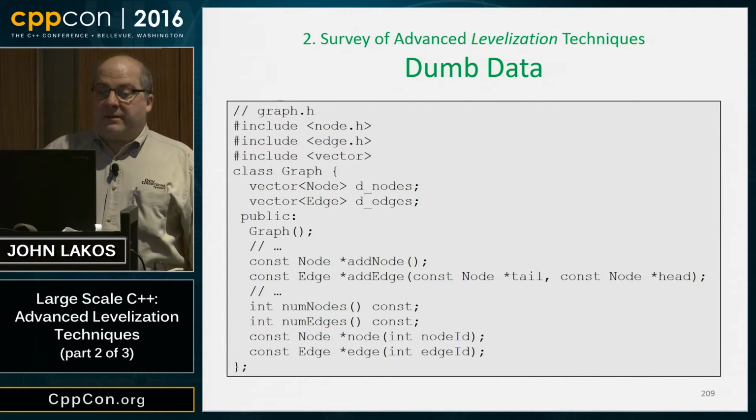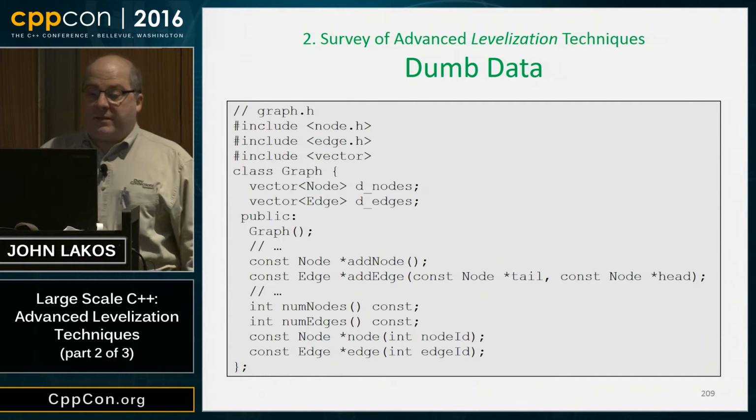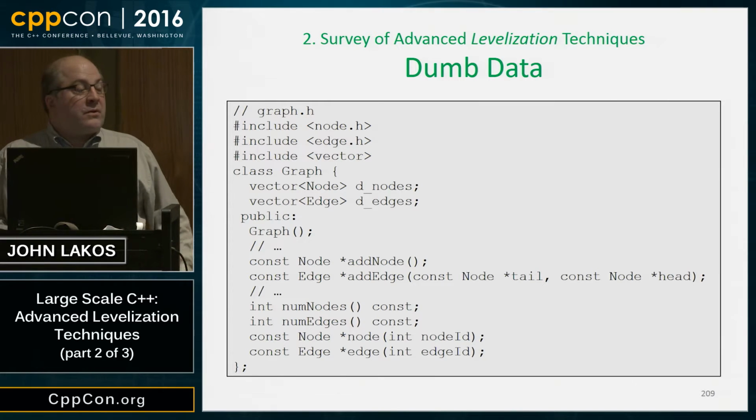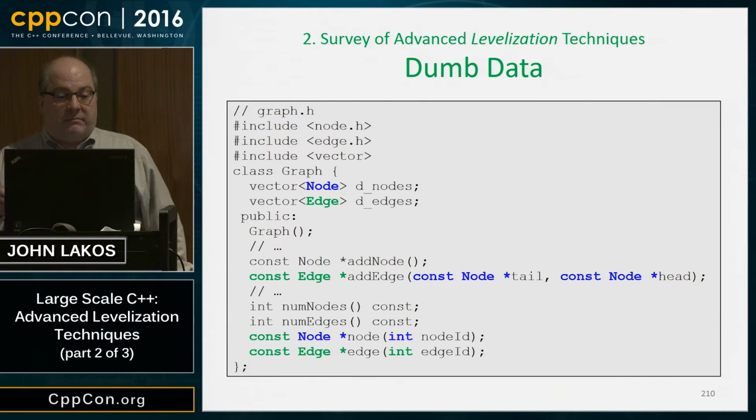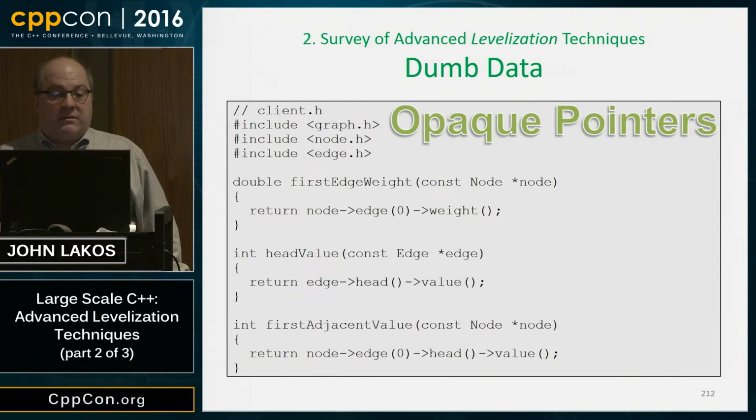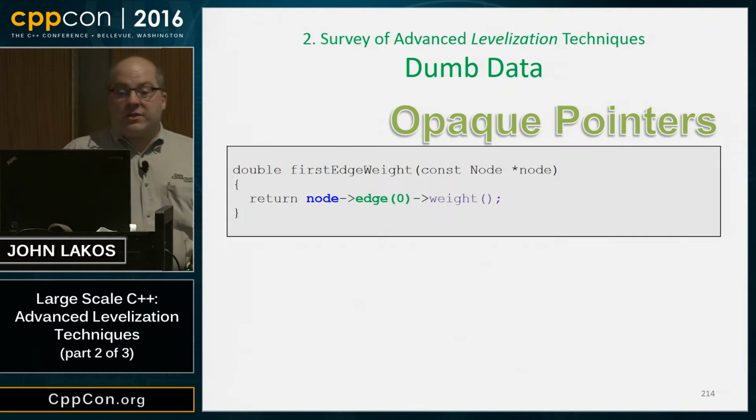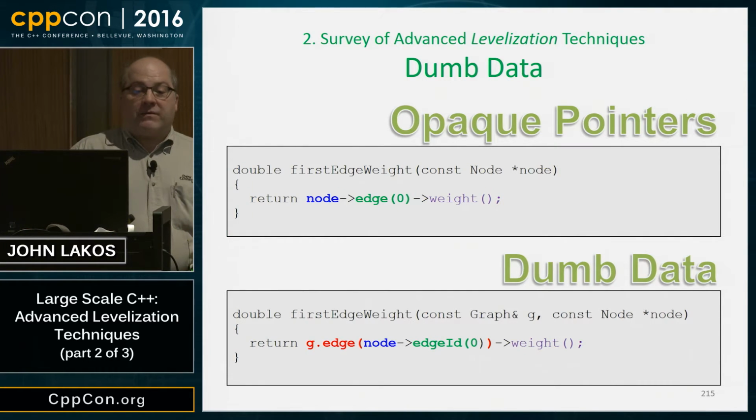we get this lovely thing, this graph.h, and we have node.h and edge.h and vector, and that's all included in graph, and they have vectors of nodes and vectors of edges, but the nodes store IDs, and the way we're going to have to deal with this is we're going to change all of those things to IDs. And now when you ask a question, you're going to have to do some interpolation. This is the opaque pointer version, and we're going to change that to this. The dumb data version requires you to go through a translation in the graph.